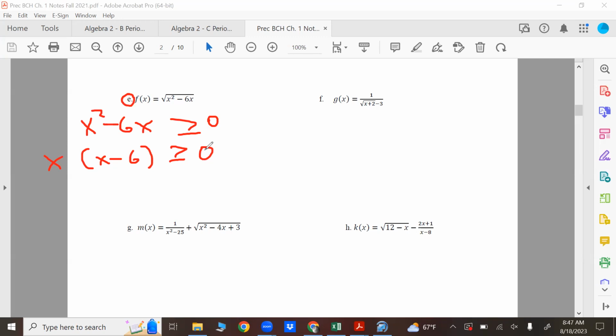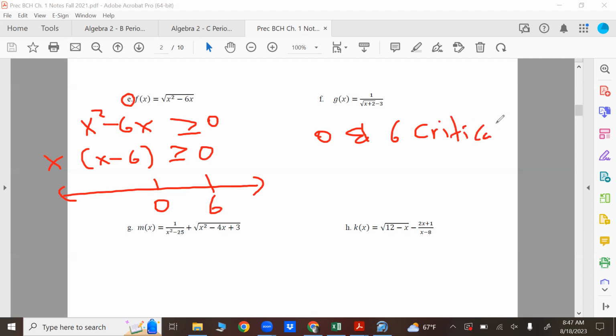But that's not the whole story, right? Because it's an inequality. So what I would do personally is a sign chart. A sign chart is when you draw a number line. You identify what I call the critical points, which are the values that make the expression 0. So 0 and 6 are my critical values, because they're important. That's why they're critical.